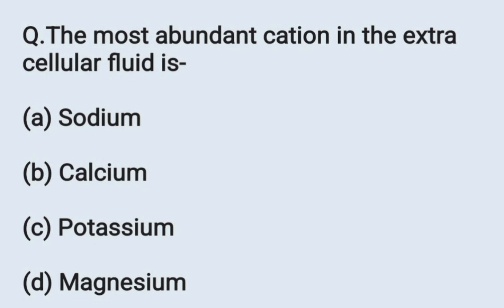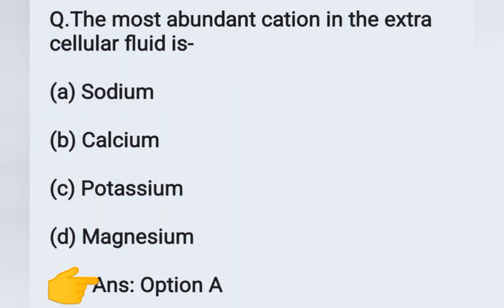Let's start the questions. Today's first question: the most abundant cation in the extracellular fluid is? Option A sodium, option B calcium, option C potassium, option D magnesium. Extracellular fluid consists of sodium. Option A is the correct answer.